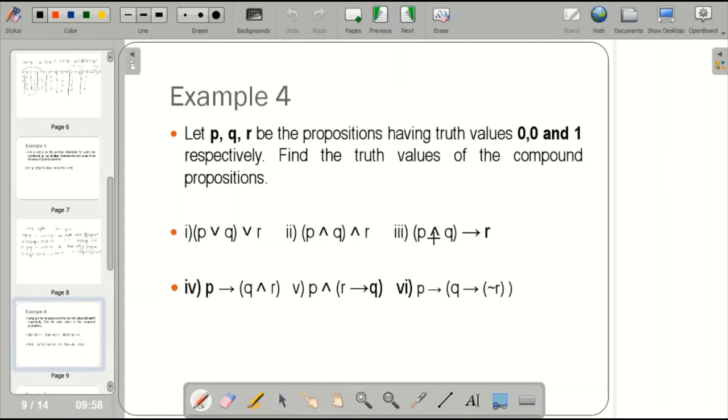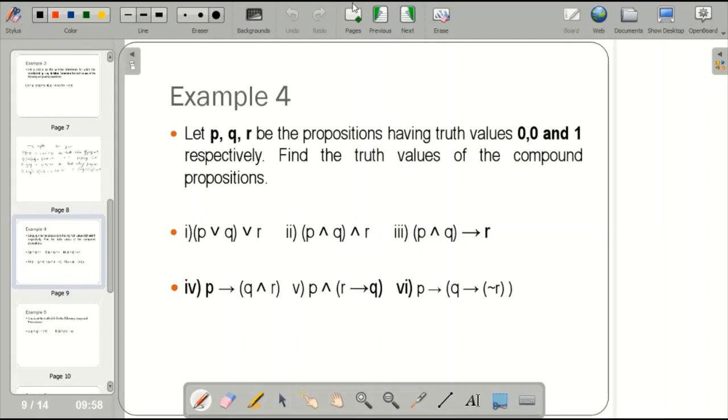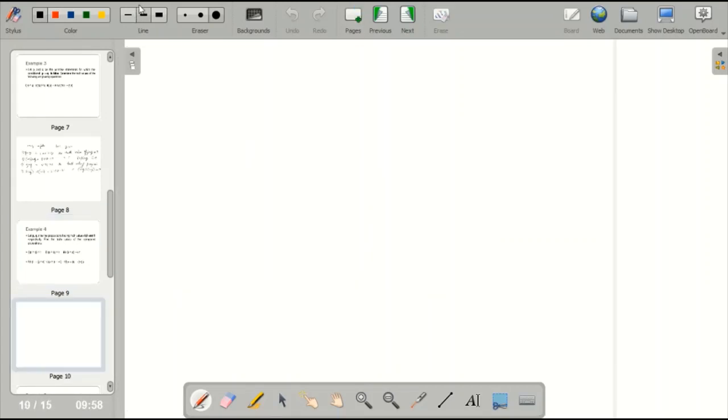Now let us see regarding the example 4. Over here they have given the values of P, Q, R. You need to find the truth value of the compound propositions of the following expression. So let us solve. So we know the value of P, Q, R. P is 0, Q is 0 and R is 1. This has already been given. So based on the question you need to find the compound proposition of first one, P or Q or R.